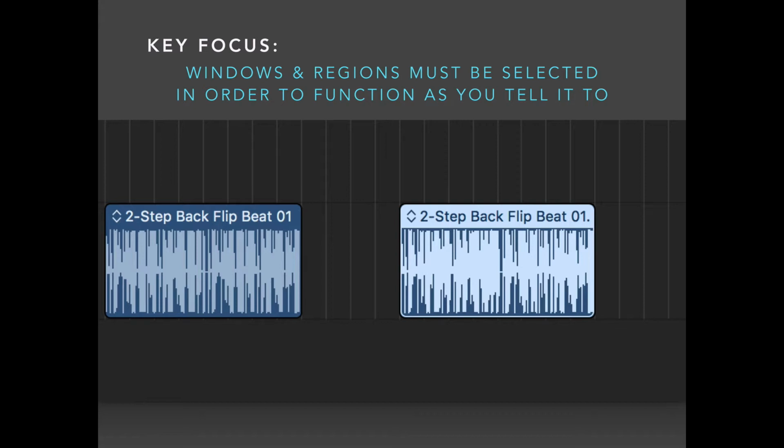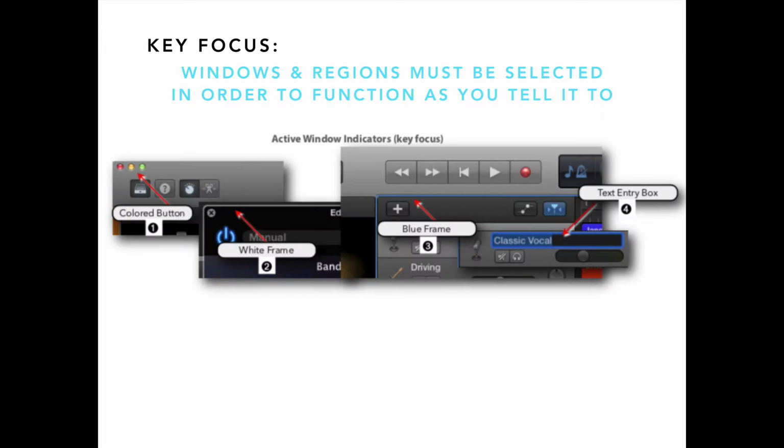How can you tell? Well, if you look at the region to the right, it has a brighter hue. It looks like it's actually highlighted. So this is the indicator that it's selected. In other words, when something is highlighted by either a blue frame, a white frame, or a colored button, you know that it's in key focus. Let me explain further.